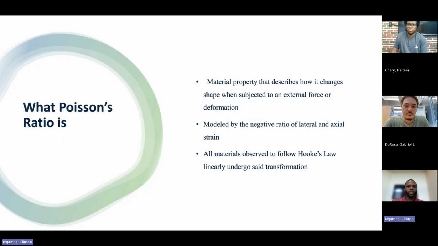So Poisson's ratio is a material property that describes how a material changes shape when it is stretched or compressed, in other words, in the axial and lateral directions. It's defined by the negative ratio between the lateral and the axial strain. When the material is pulled, it gets longer in one direction and thinner in another, and that behavior follows Hooke's law in the elastic region.